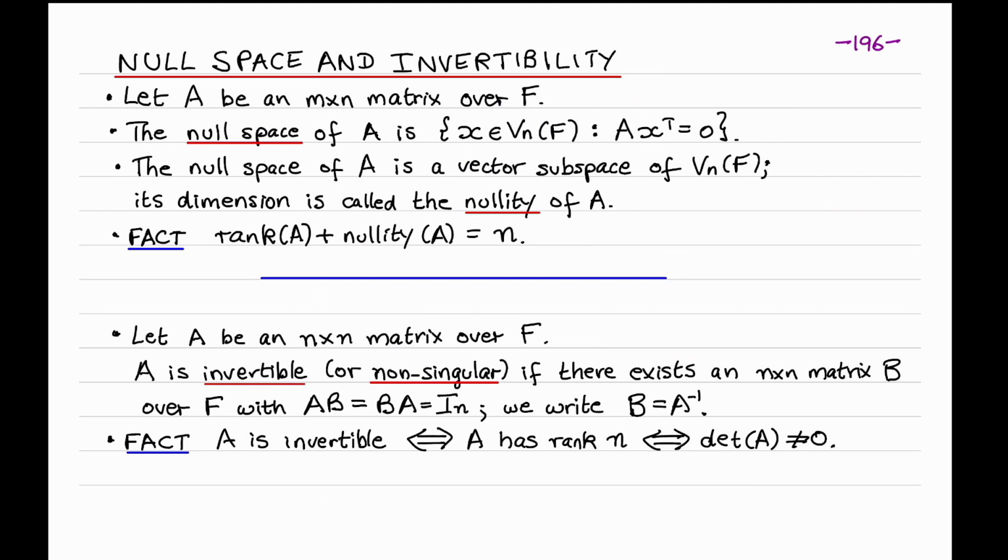Now let's consider square n by n matrices. Such a matrix A is said to be invertible or non-singular if there exists an n by n matrix B such that A times B equals B times A equals the n by n identity matrix. If A is invertible, then the matrix B is called the inverse of A. A basic fact is that A is invertible if and only if it has rank n, which is equivalent to saying that it has non-zero determinant.